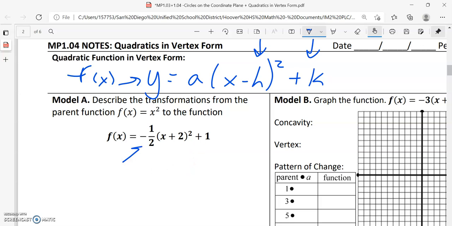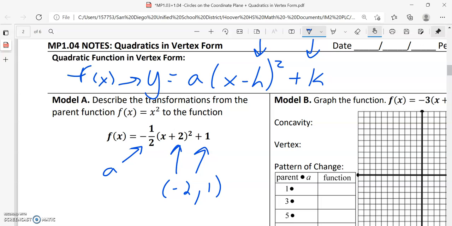We have our a value up front, which is -1/2. Then we have a +2 and a +1. Let's work on the +2, +1 for our center, which means our +2 changes to -2 and our 1 stays the same. Sorry, I keep saying center, our vertex. Our vertex is at -2, 1. Our a value is -1/2.